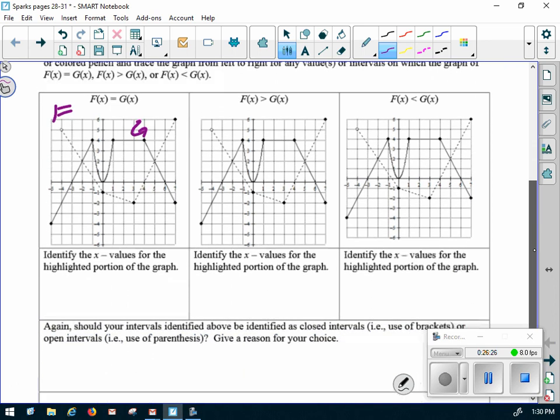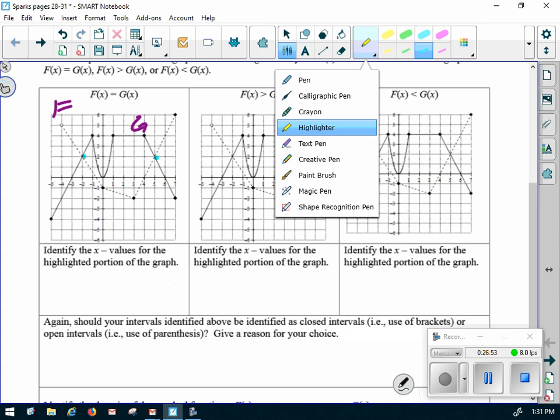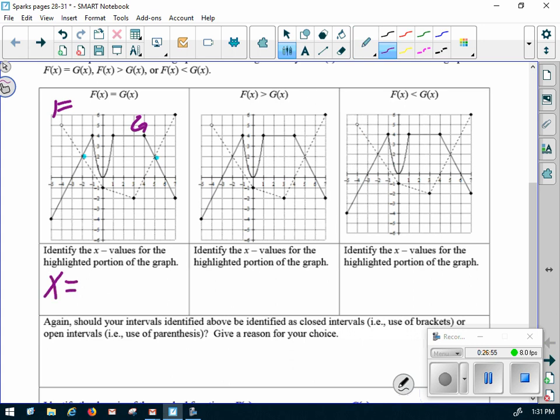On that graph, where is f of x equal to g of x? Where are they equal? When x is negative 2, they're equal. Say again. And when x is 5. When x is negative 2 or 5.